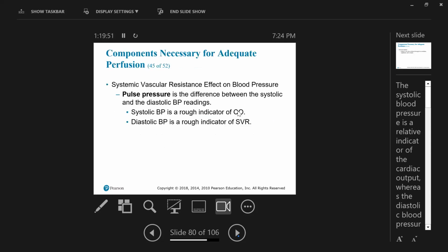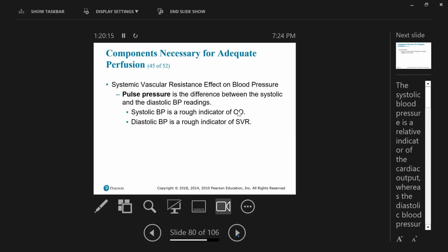Okay, pulse pressure is the difference between the systolic and the diastolic blood pressure. So let's say you have 120/80, what's the difference between 120 and 80? 40, right? No, 30. 80. Oh, 80. I thought I did it. So you have a pulse pressure of 40.